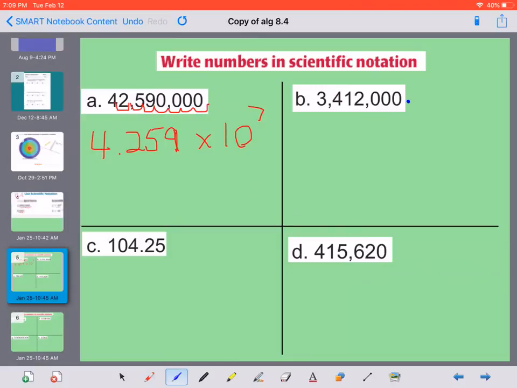Next one, I'm still going to imagine there's a decimal point at the end. And I'm going to move 1, 2, 3, 4, 5. Oh, hold on one second. 1, 2, 3, 4, 5, 6. 6 spaces to get a number between 1 and 10. And that number is 3.412 times 10, we always are multiplying by 10, to the 6th power.